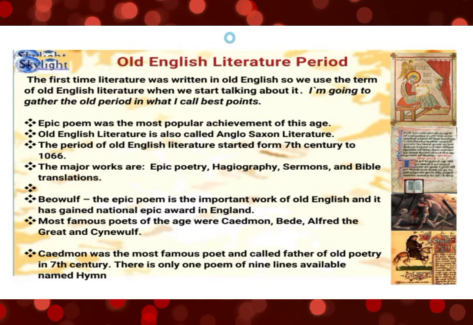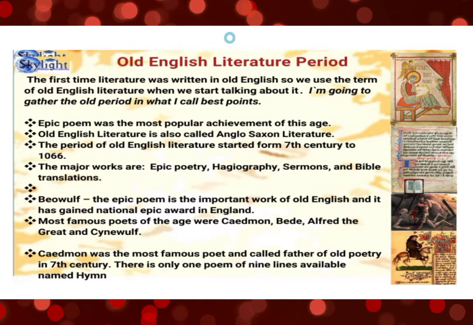First, epic form was the most popular achievement of this age. Second, Old English literature is also called Anglo-Saxon literature, to be further explained by Jerome later on. So the period of Old English literature started from the 7th century to 1066. The major works are epic poetry, hagiography, sermon, and Bible translations.